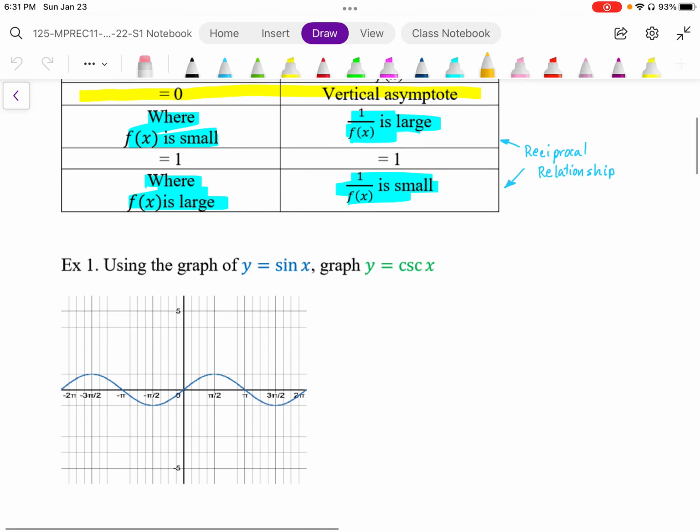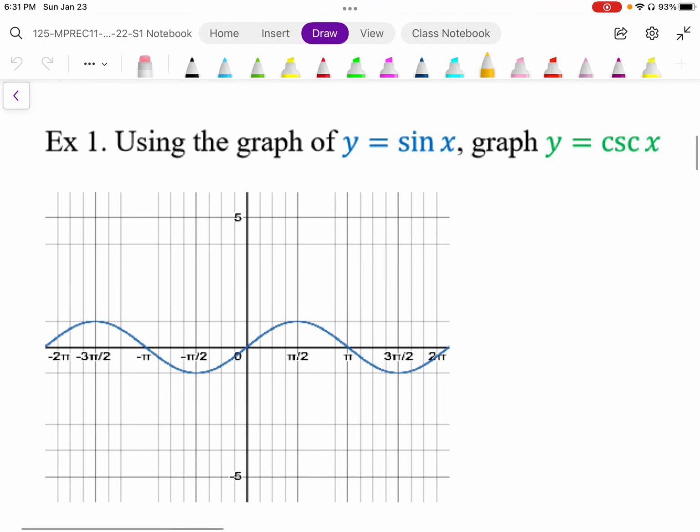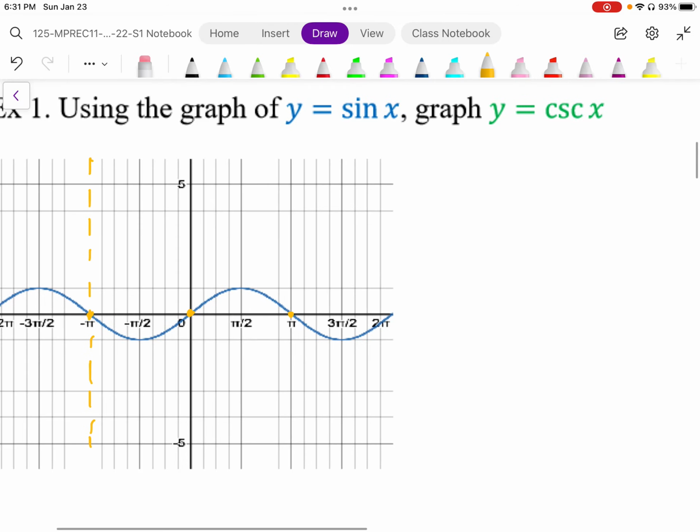If I take a look at the sine graph here, and I've got sine x, where there are zeros, I need to make note of these zeros because these zeros are the most important parts. And where there's zeros, we're going to have vertical asymptotes. Okay, so I'm going to draw my vertical asymptote here. And these are the most important parts that we are trying to establish when we are establishing a reciprocal function. So there it is.